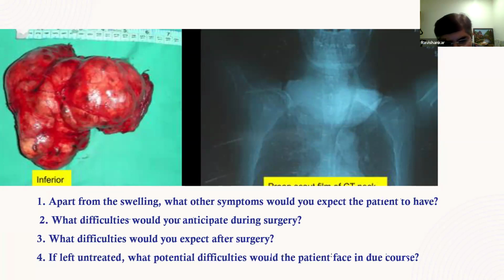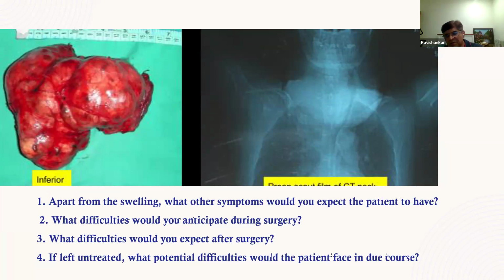And what is the answer to the fourth question? If left untreated, what potential difficulties will the patient face? Sir, cardiac preload will be decreased, leading to cardiac failure, because of vessel compression and also facial puffiness. What vessel will it compress? I think, as you can see in the neck, it is compressing the trachea. Yes, that's all. So you can have stridor.